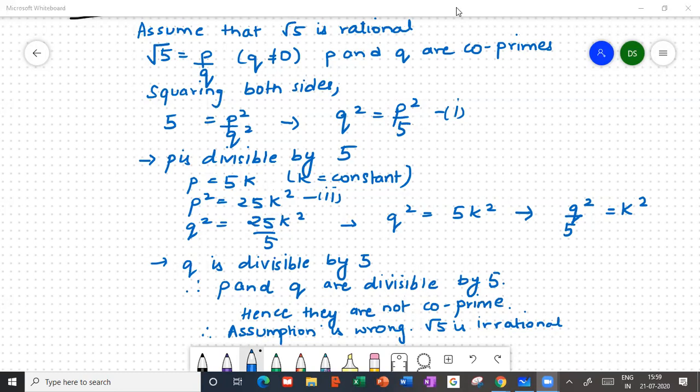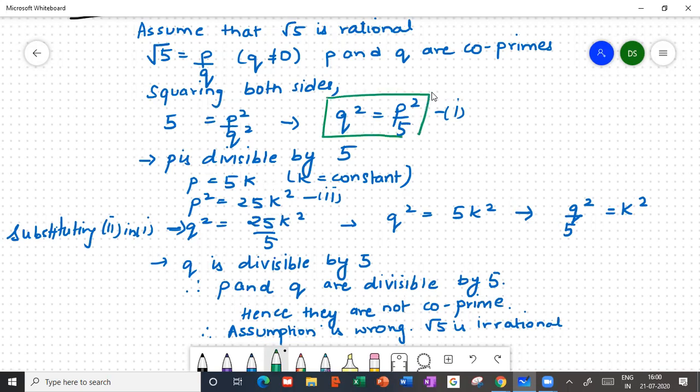Ma'am, sorry, I could not understand a step. Where you wrote the equation as number 2, how did the 5 get added? Okay, let me write here. Substituting 2 in 1. So I've substituted 25K square in this equation here. Let me use this equation which I'm putting in a green box. I substituted this value in that.